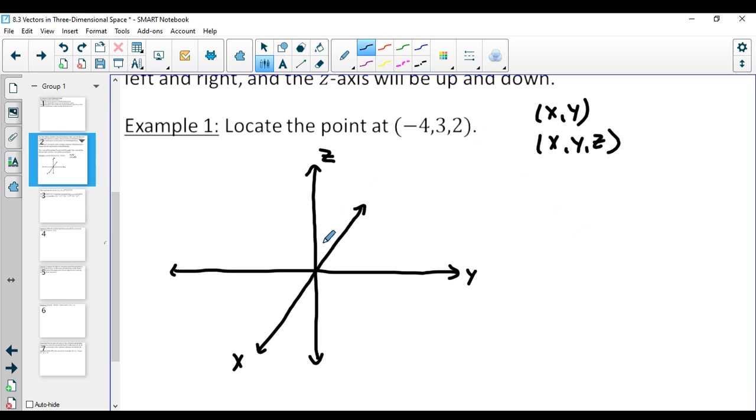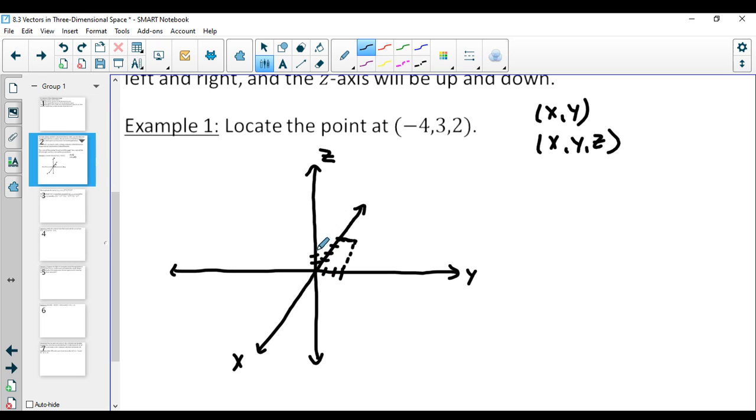Right, so X is -4. This is the negative X direction, so I'm going to go 1, 2, 3, 4, right? And then let's plot another one. Then y is 3. This is the positive y direction. 1, 2, 3. And we can maybe make a dotted line there between x and y, right? That's where they would meet up. And now z is positive 2, so up 1, 2.